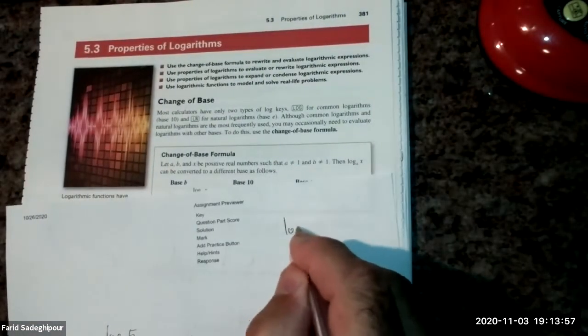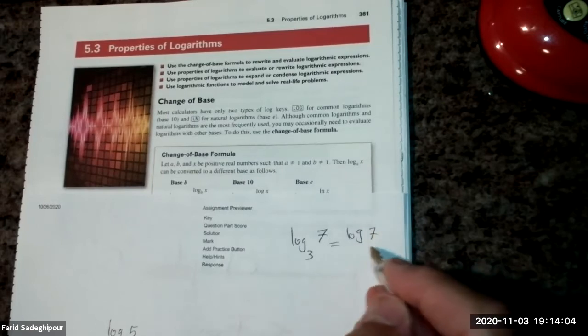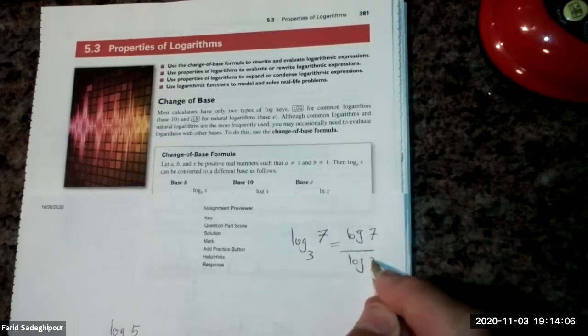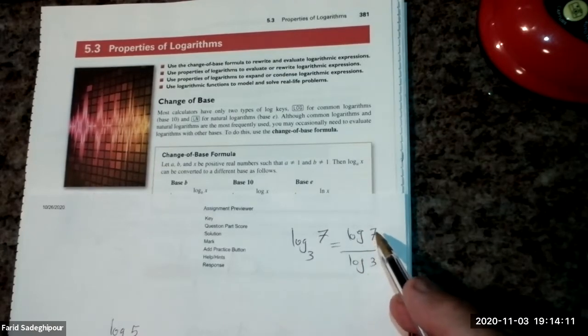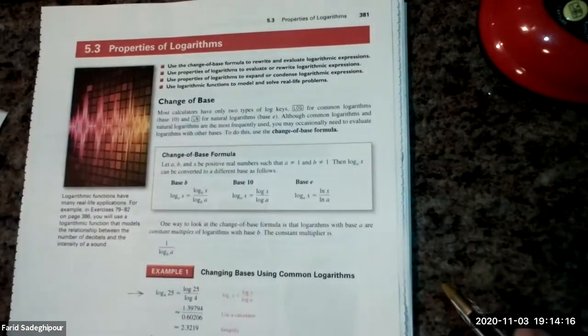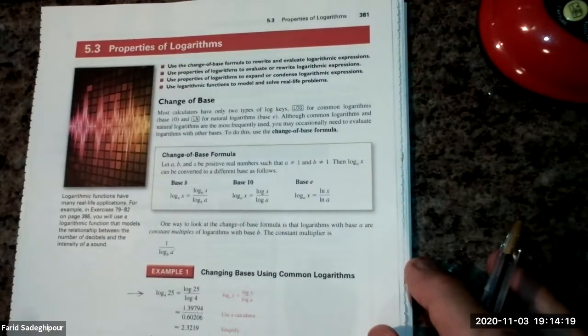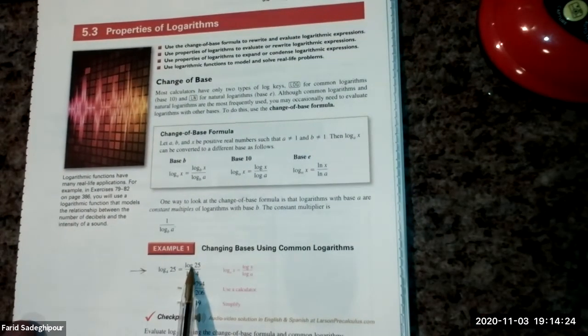So if I have log of 7 with the base of 3, you want to calculate that, you write it as log of 7 divided by log of 3, which both have base of 10. So you use your calculator, you find log of 7, you find log of 3, and then you divide these two. And he showed you the example, log of 25 with base of 4 is log of 25 over log of 4. So you use your calculator, you estimate each of these, and then divide to find that number.